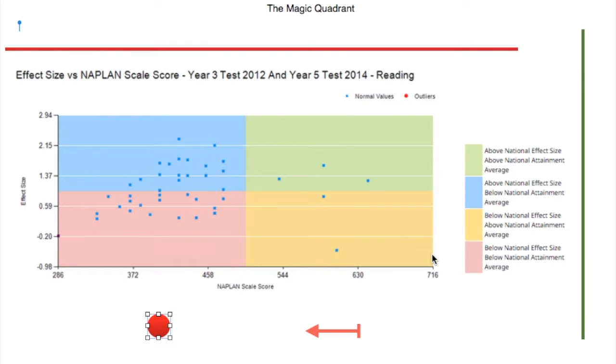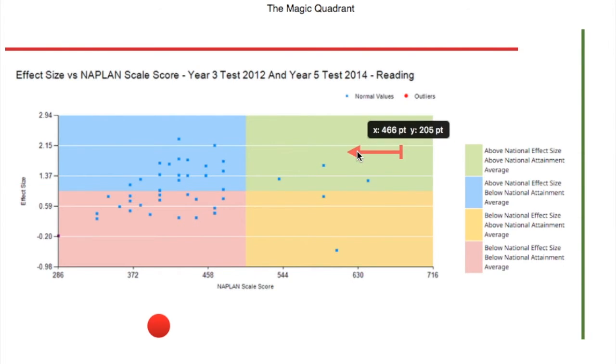So if we have a look at the different elements of the graph, this pink zone, you can see over here, says below national effect size and below national attainment average. So these are the kids who have got both a low scale score and not good growth. Whereas if we come over to this aspect of the quadrant, they have good scale scores, but they don't have good enough growth. So these people might be those children that cruise along.